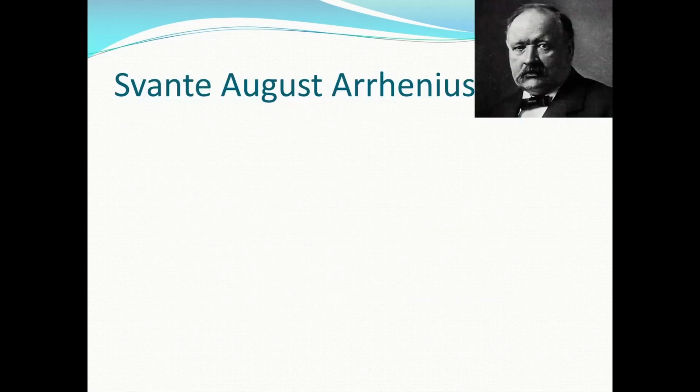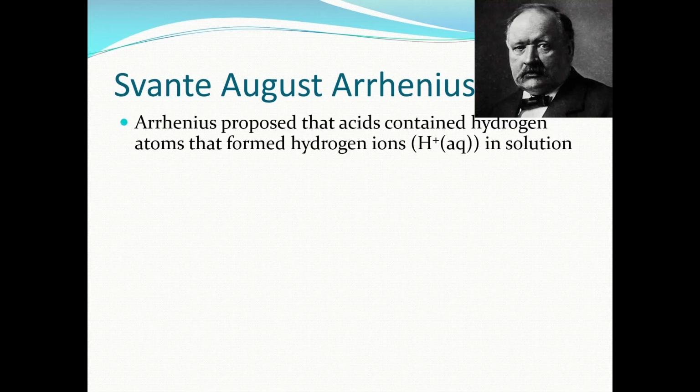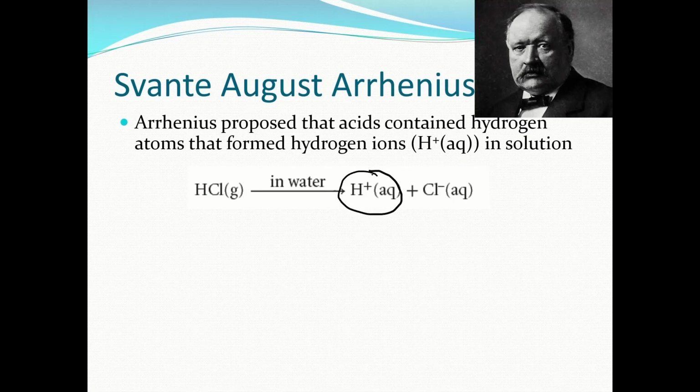So the first person that gave us an acid-base theory was Svante August Arrhenius, and he proposed that acids contain hydrogen atoms that formed hydrogen ions in solution. So if I took something like HCl and I dissolved it in water, it's going to make these hydrogen ions and chloride ions, right? They break up into ions, and that's why they conduct electricity. So acids conduct electricity because they make ions, right? So the fact that it has this H plus makes it an acid.